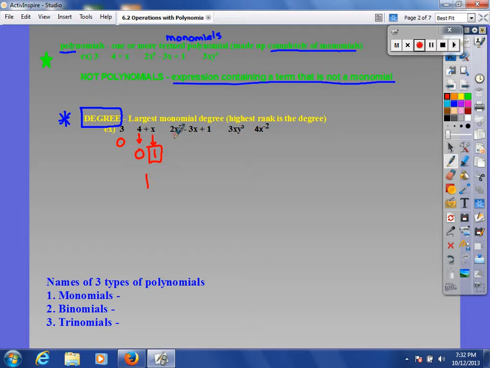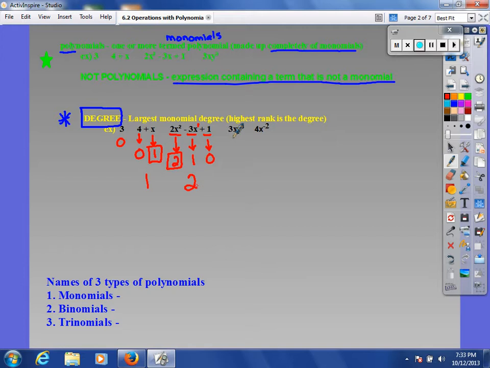If you look at this third one, here's a term, and there's a term. What is the degree of the first term? Well, it's a 2. What's the degree of this monomial? Well, it's a 1. What's the degree of a constant? Hopefully we're starting to memorize it. It's 0. Which is the largest? 2. So what's the degree of that polynomial? 2.